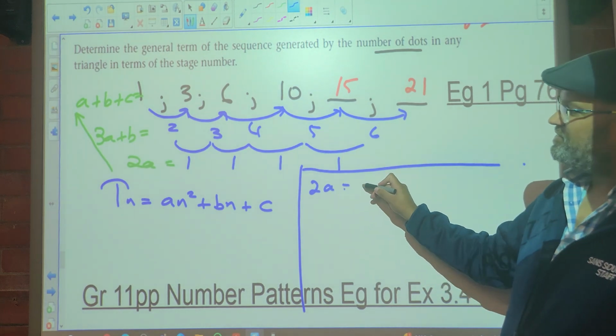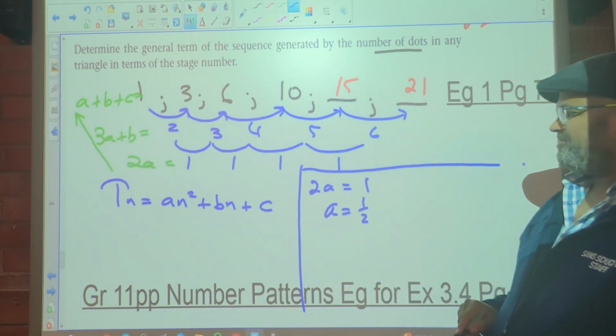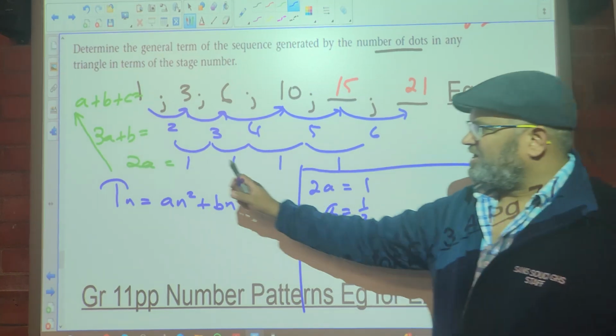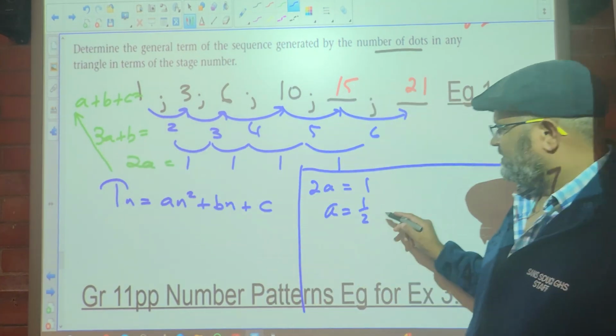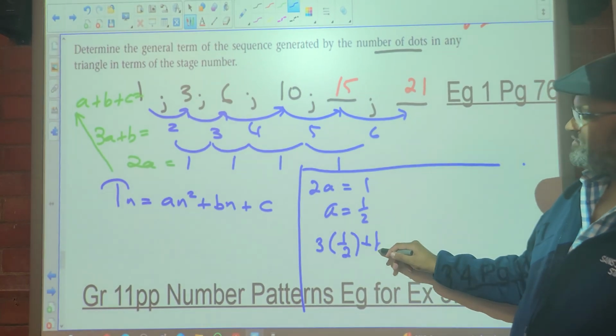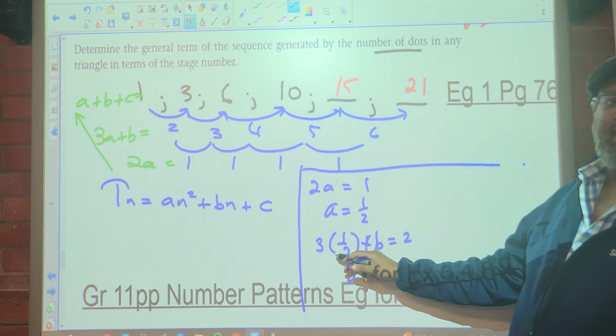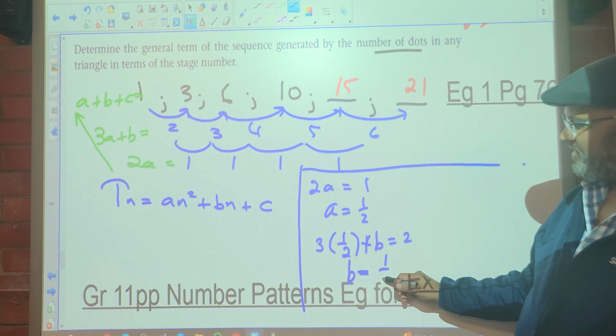2a is equal to 1. So a is equal to half. So I now go here. A is now half. So 3 times a half plus b is equal to 2. So it's going to be 2 minus 1.5, which is a half.